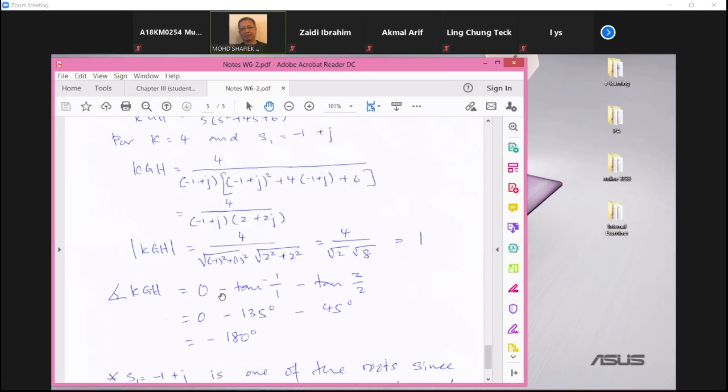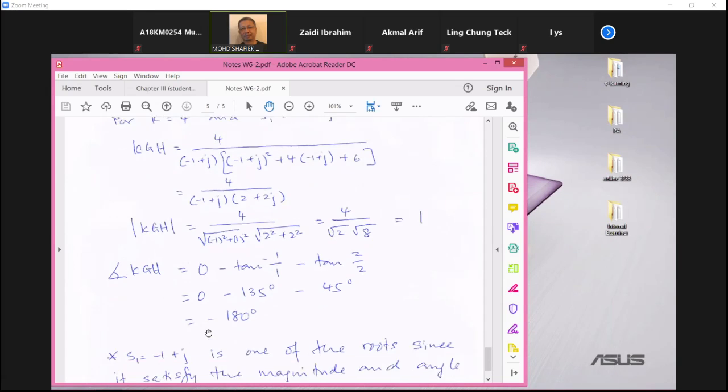So that is why you have a minus sign there, because when the term is in the denominator, you put a minus sign and you use the arctangent of the imaginary part divided by the real part. And then you have the second term here. So minus here is because the term is in the denominator. Again, you use the triangle, the real part divided by the imaginary part, and then you just sum it up all together. So you get the angle is -180. So therefore you satisfy both criteria.